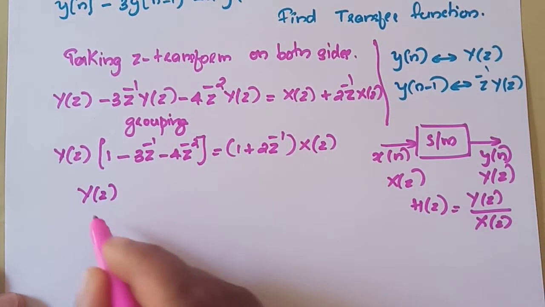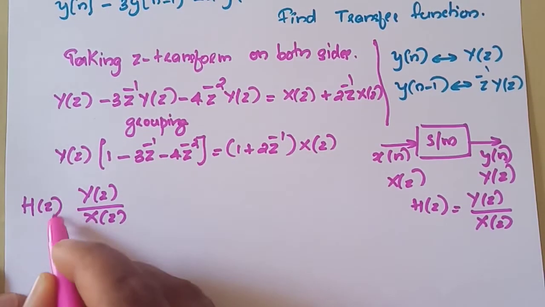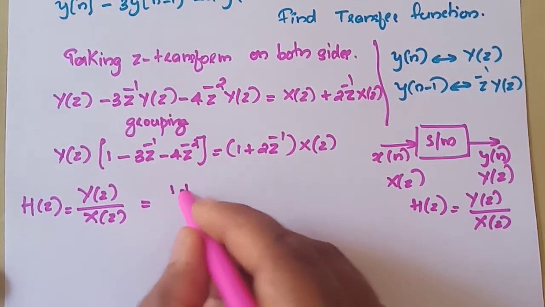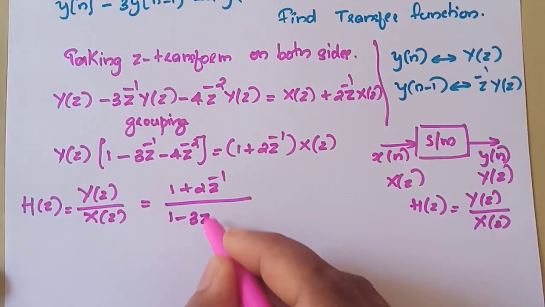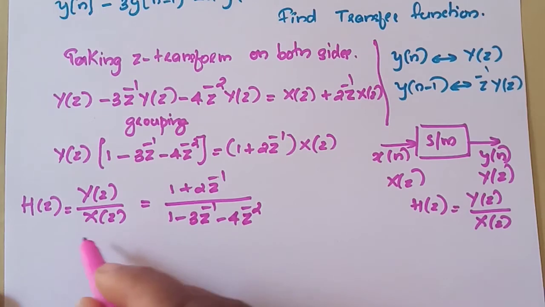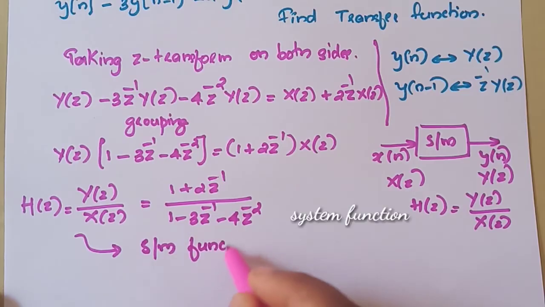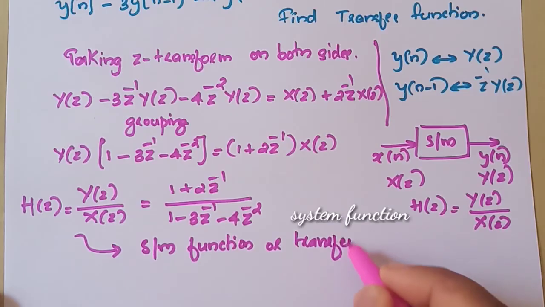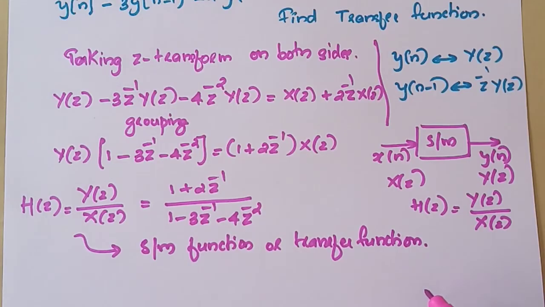Y of Z by X of Z. The X of Z term is taken to the left side, which is equal to H of Z, the system function. Therefore, Y of Z by X of Z equals 1 plus 2 Z inverse, whole divided by 1 minus 3 Z inverse minus 4 Z raised to minus 2, which is the system function or transfer function of the given system. In this way, we can find the transfer function of a DT system for a given difference equation. Thank you.